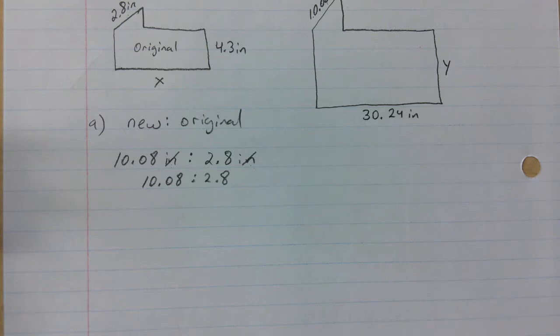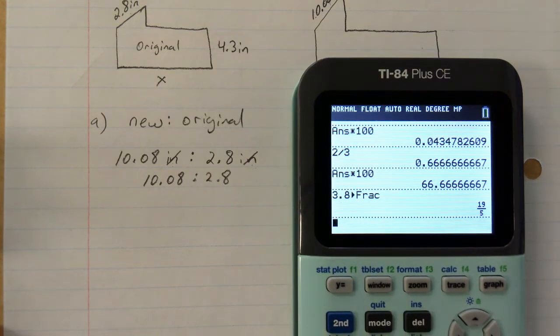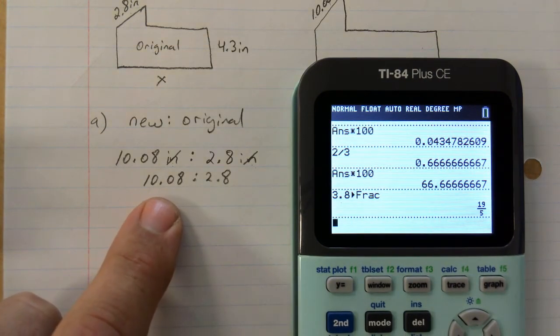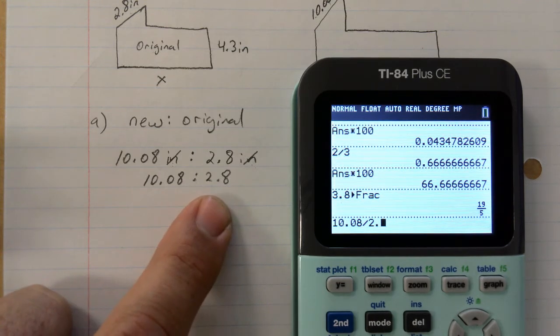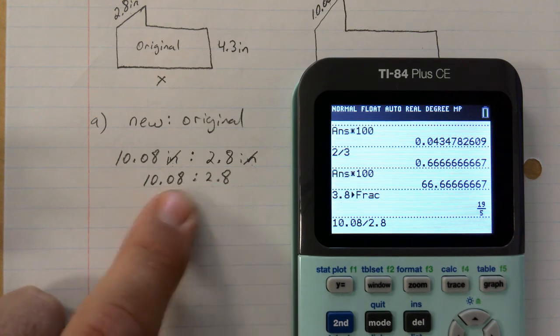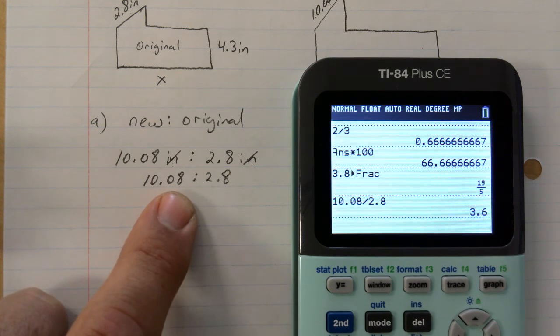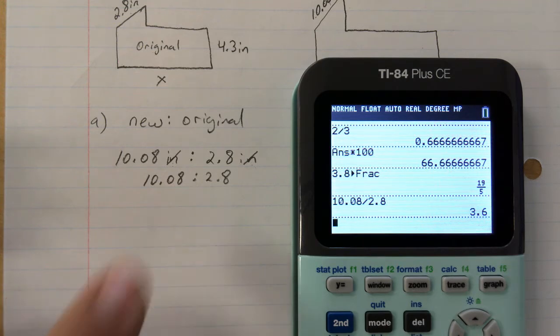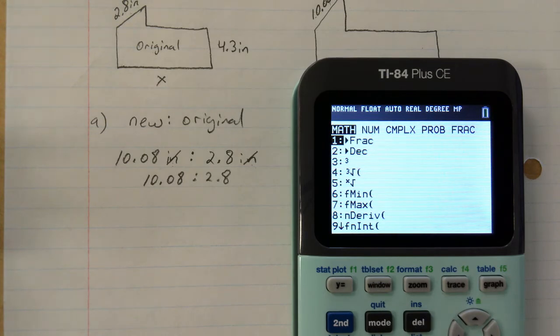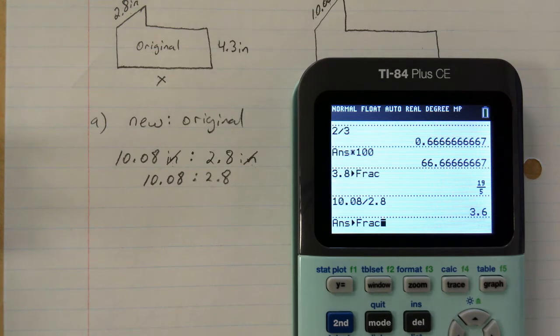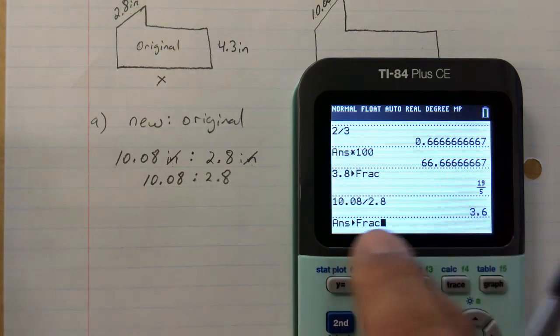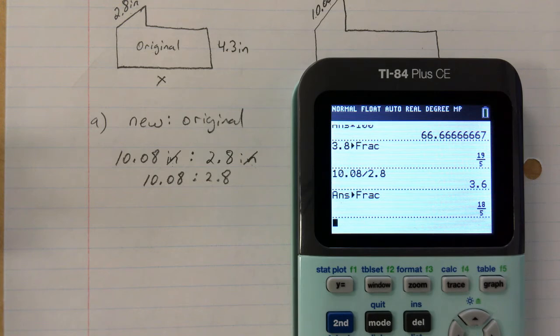So here's where I introduce the calculator again to help me out. Grab your calculator and go 10.08 divided by 2.8. Like just divide them. You get a decimal, right? You follow, everybody, right? Now you're going to go math again and hit enter. So it's saying, hey, the answer 3.6, you want to turn that into a fraction? I say yes. And that is 18/5, right?